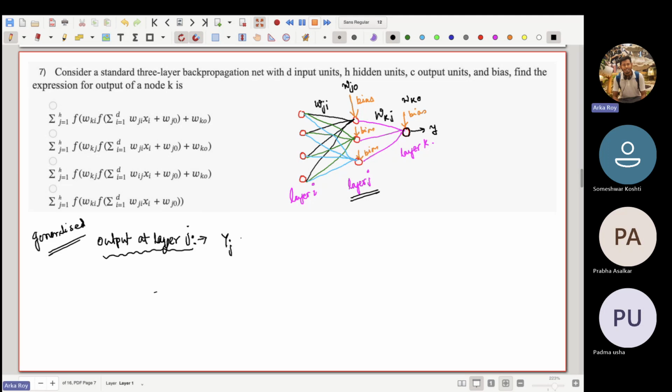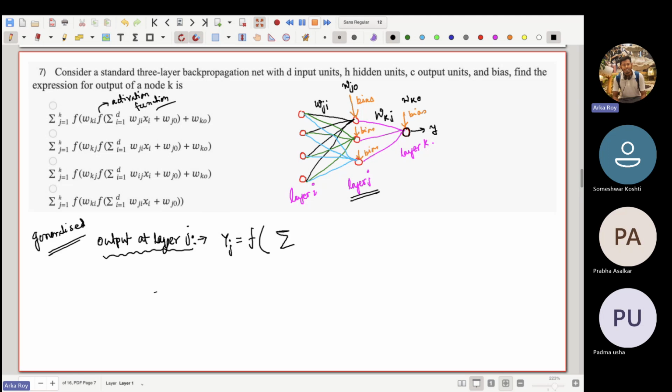Let me write the output of layer J: Yj is F of something. This F represents the activation function. It could be sigmoid, it could be ReLU, tanh function, etc.